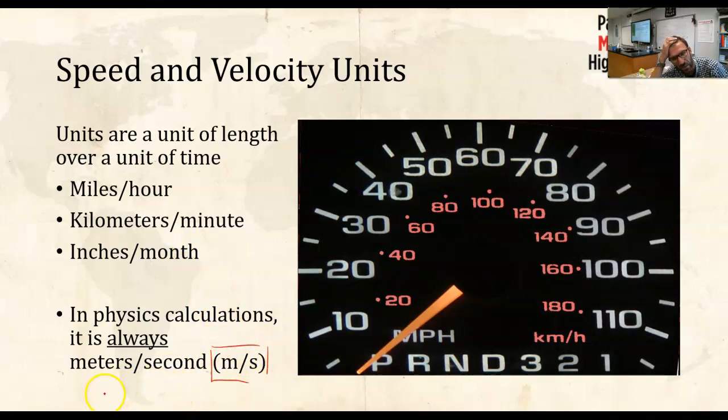Even if this is like a crazy high number, like the speed of light is 300 million meters per second. It's pretty much the fastest thing anything can go. We still always put it in meters per second.